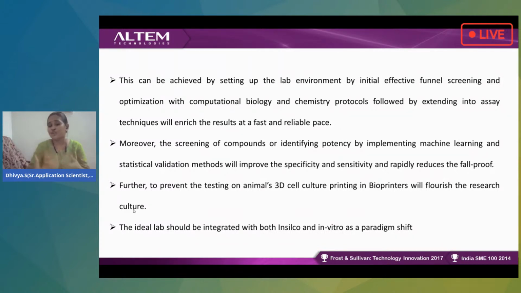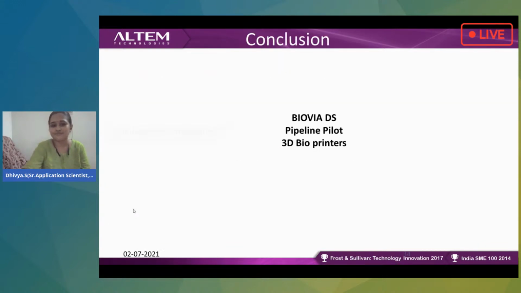And if you implement this technology in future, it will even replace animal testing and the introduction of in vivo testing in animals, and flourish your research culture. Ideally, one lab should have both technologies. That would be a valuable paradigm shift in your science and technology, especially in life sciences.